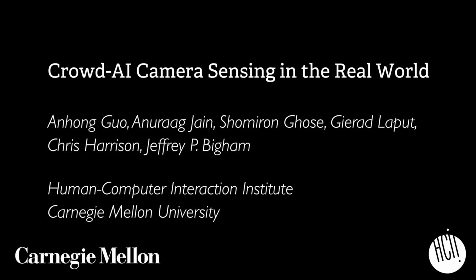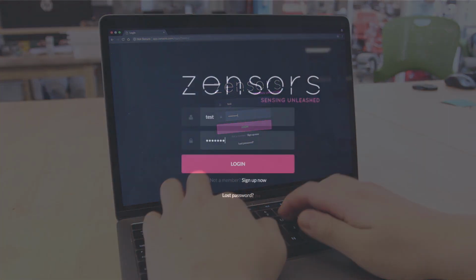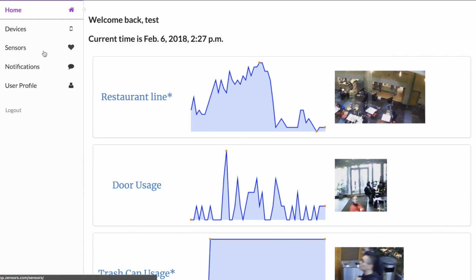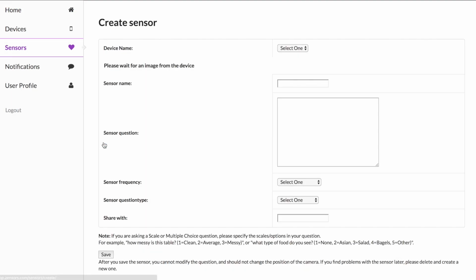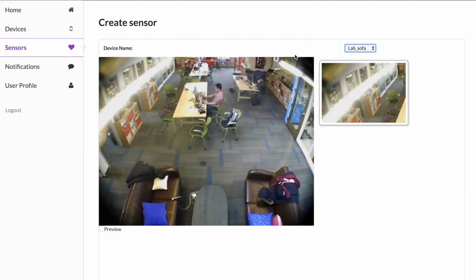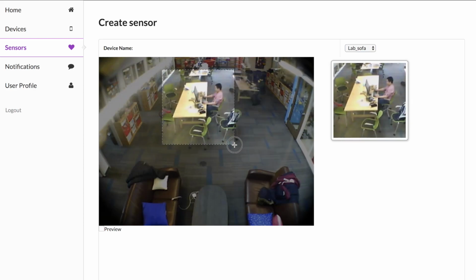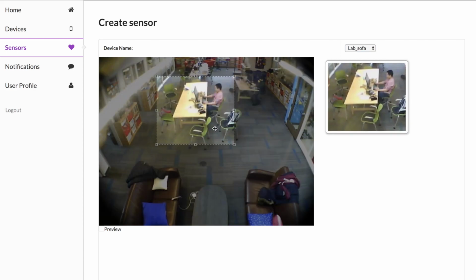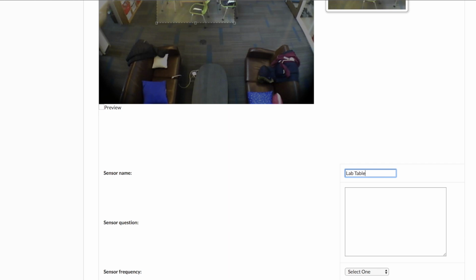In this work, we describe our iterative deployment of a crowd AI camera-based sensing system. To create a new sensor stream, the user selects a camera, drags a bounding box to select a region of interest, and asks a natural language question. For example, how many people are sitting around the table?